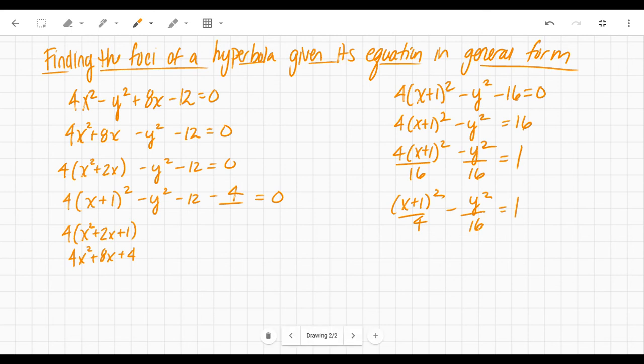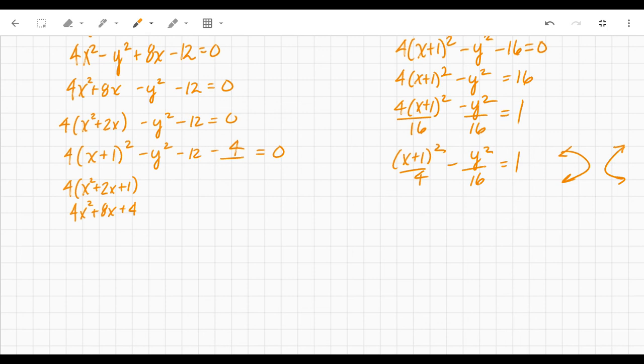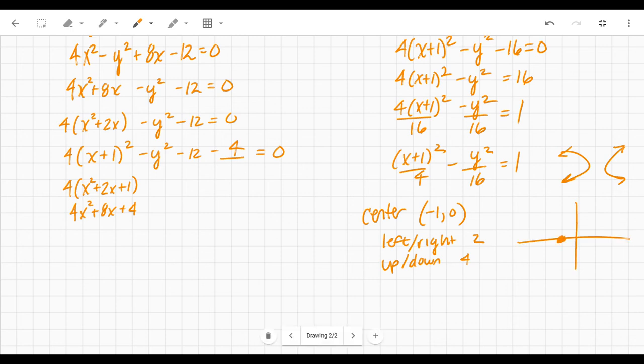Okay, again, it's going to be shaped like this. Okay, the center will be at negative 1, 0. We'll go left, right, 2. We'll go up, down, 4. And that's not even really going to matter here. Okay, so your center is at negative 1, 0. And all we need to know is that the foci are going to be to the left and the right because it's shaped like this.